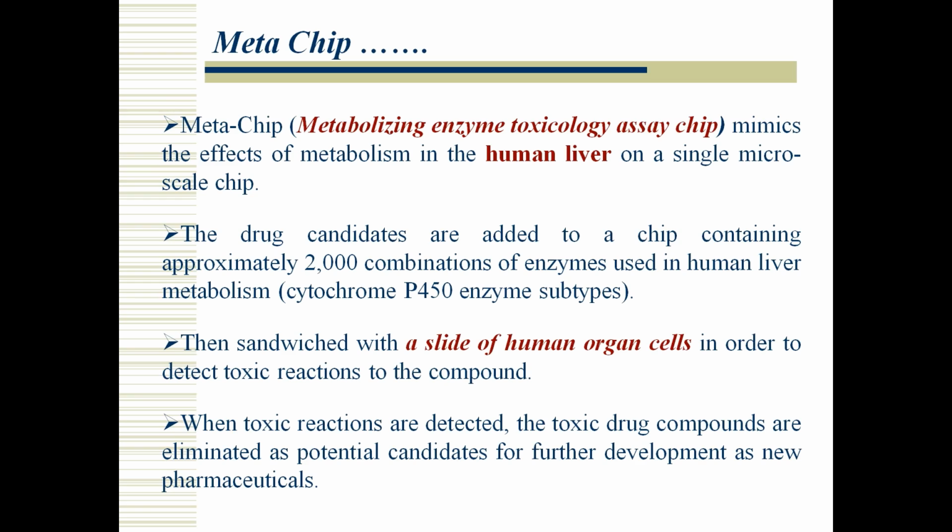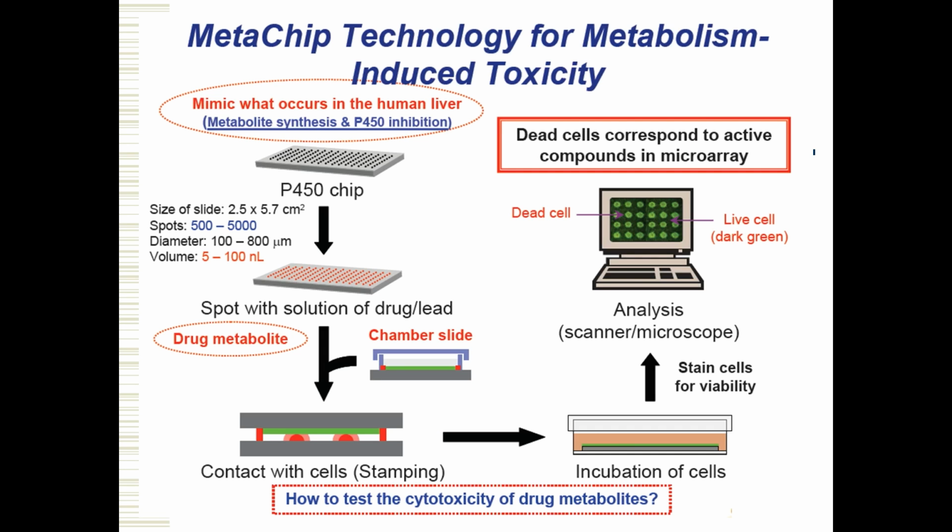Then these are sandwiched with a slide of human organ cells in order to detect toxic reaction to the particular compound. Then when toxic reactions are detected, the toxic drug compounds are eliminated as potential candidates for further development as new pharmaceutical compounds. So this is the flow chart of that particular chip technology for metabolism induced toxicity. So these mimic what occurs in the human liver, because of metabolite synthesis and the CYP 450 system.